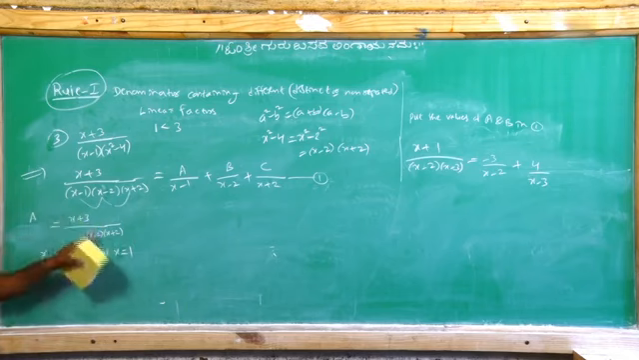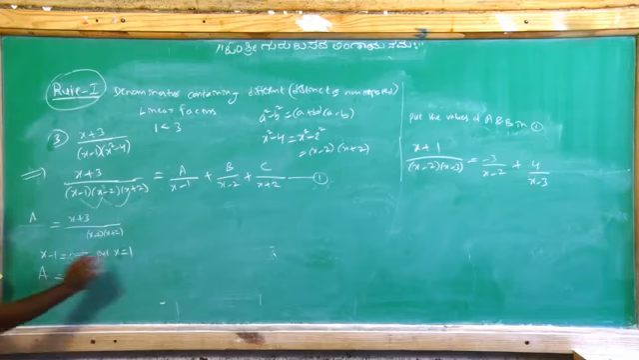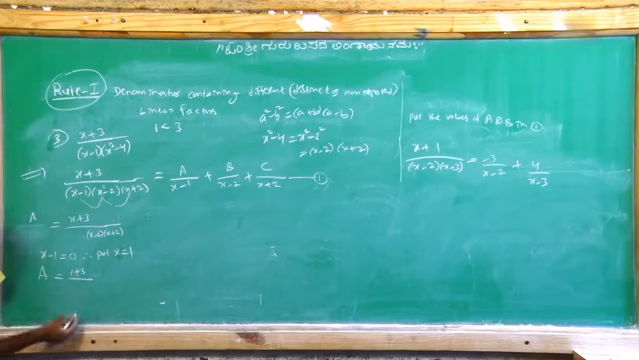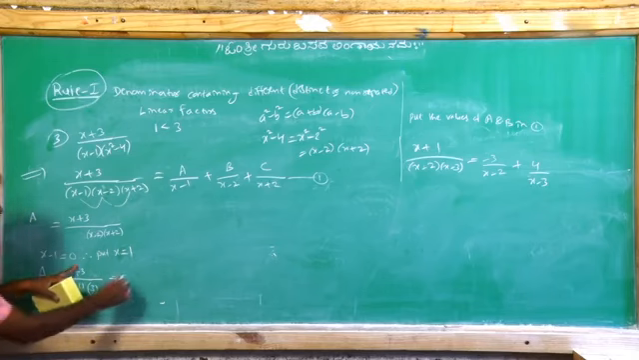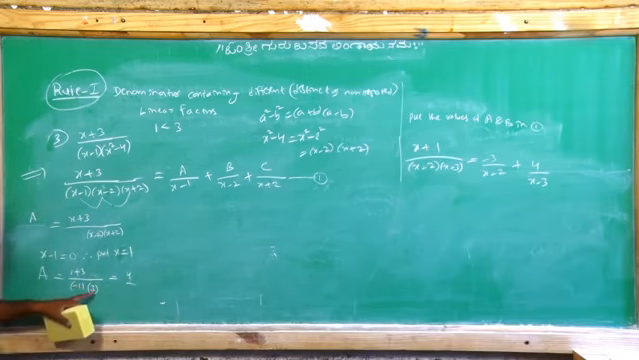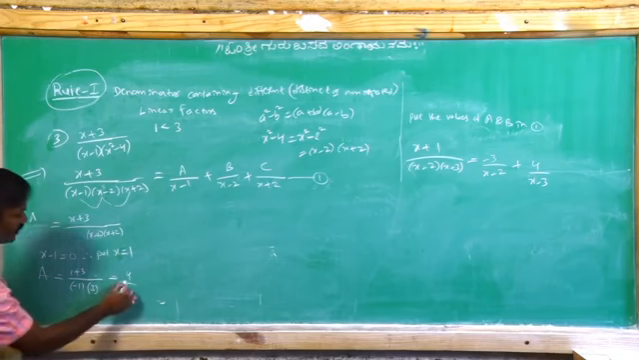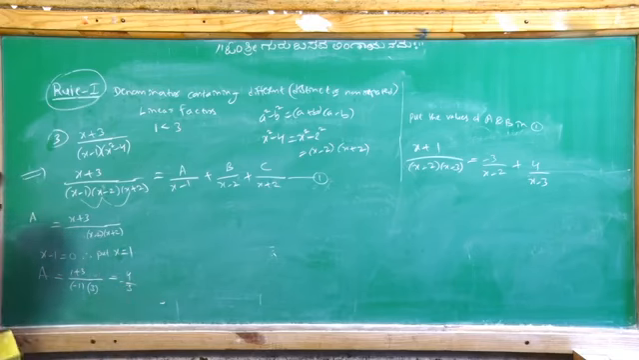Therefore put x equal to 1 in this remaining fraction. Therefore the value of A: x is 1, 1 plus 3 is 4, divided by x is 1, 1 minus 2 is minus 1, and x is 1, 1 plus 2 is 3. Now 4 divided by minus 1 into 3, which is minus 3, so 4 by minus 3 is minus 4 by 3. Value of A.